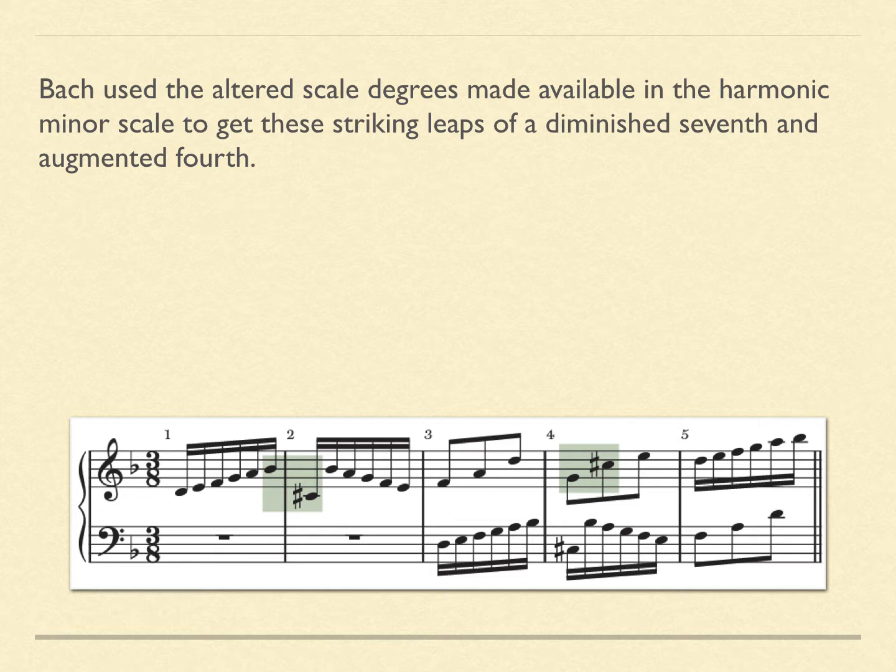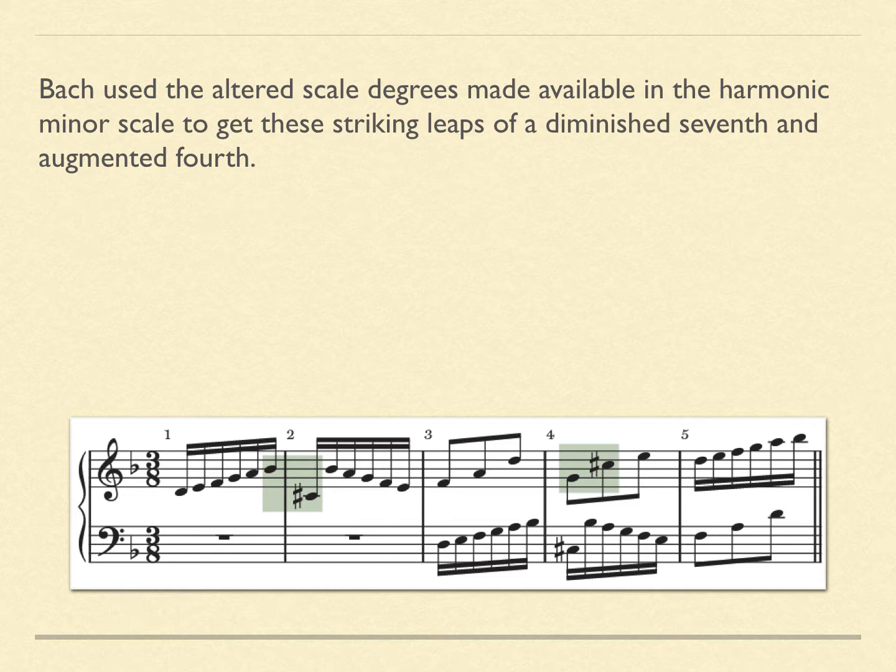So Bach was using these altered scale degrees. They come from the harmonic minor scale. So the C sharp that we see is, I guess you could say, borrowed from the major scale. That's our leading tone. D natural minor has a C natural in it rather than a C sharp. But it gives us these really interesting sounding leaps. The leap down from B flat to C sharp is a diminished 7th, and the leap up in measure 4 from G up to C sharp is an augmented 4th.